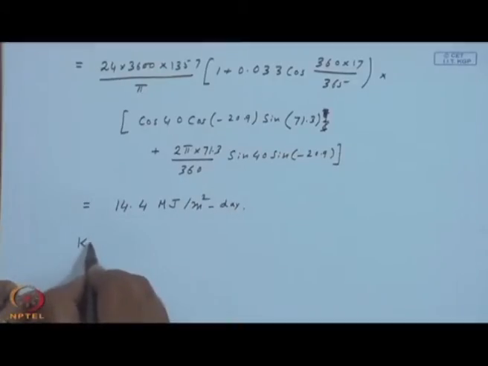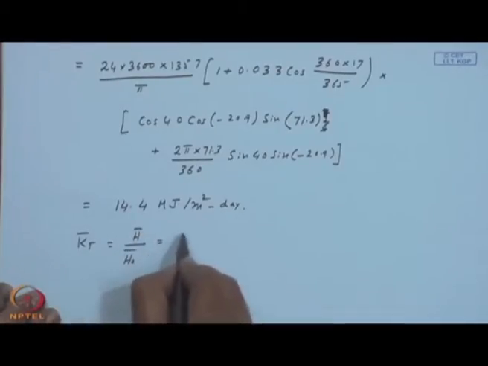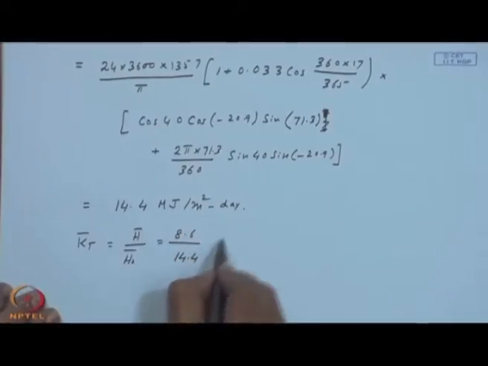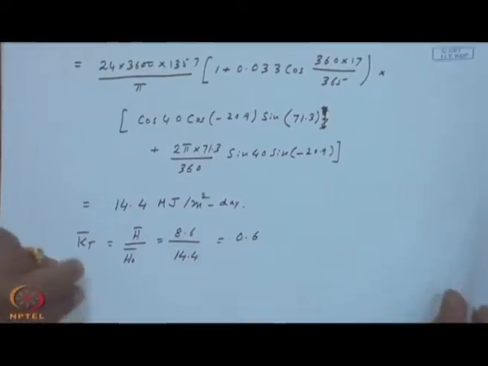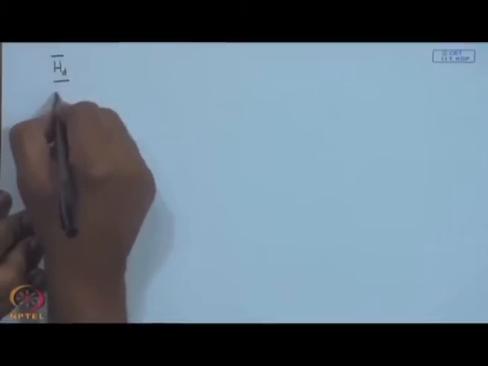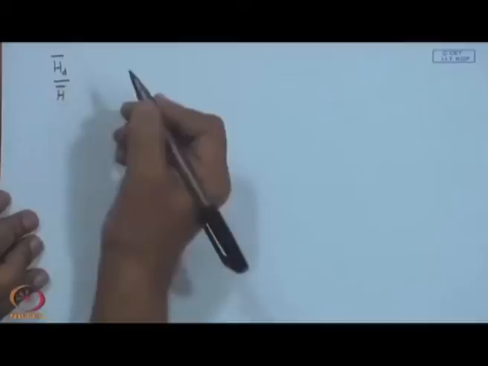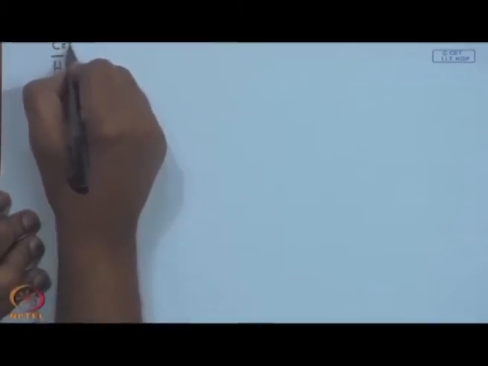So, the monthly average clearness index is H bar by H 0 bar, which is 8.6 by 14.4, equal to 0.6. Okay. So, from this we can calculate again the monthly average daily diffuse fraction. This is the Collares-Pereira and Rabl correlation again.